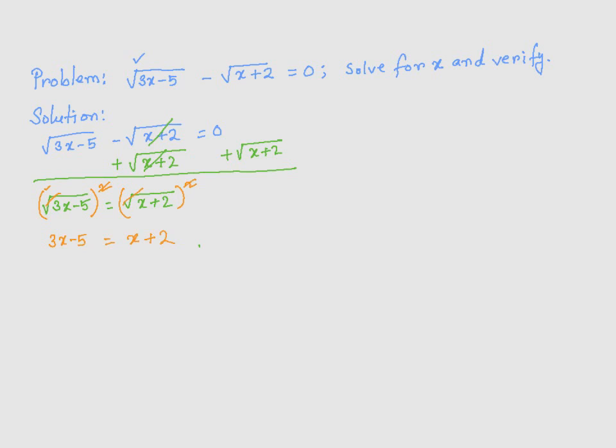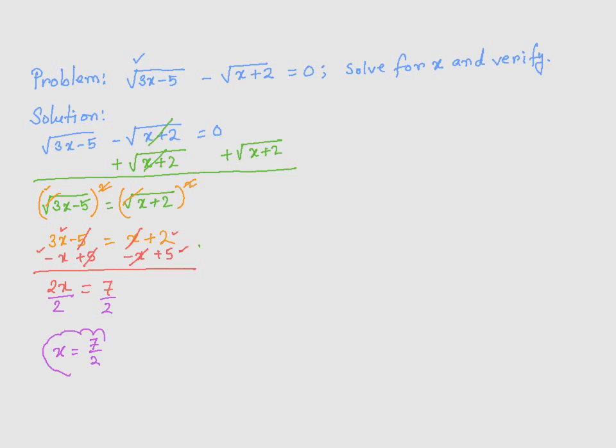Now I'm going to solve for x by subtracting x from both sides and adding 5 to both sides. That's going to give me 3x minus x, which is 2x. Positive 5, negative 5 is going to cancel out. And on the right hand side, negative x, positive x is going to cancel out, and 2 plus 5 is 7. Now I divide both sides by 2 in order to solve for x.